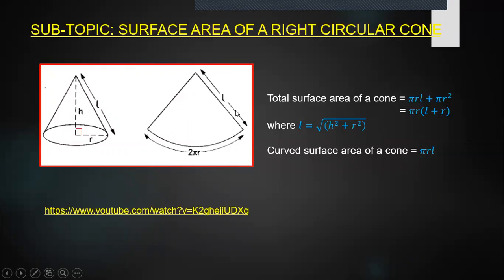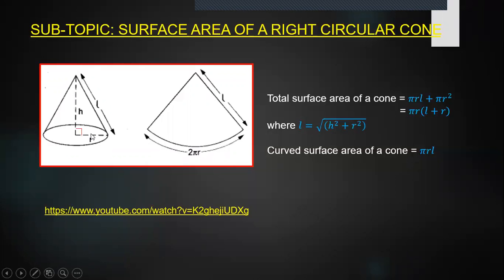Now here we can see a sector of a circle. The length of the arc of the sector converts into the circumference of the circular base of the cone, and the radius of the sector becomes the slant height of the cone. The slant height is denoted by the letter L. And as you can see, the height and the radius are perpendicular to each other, which is giving us a right angled triangle over here.